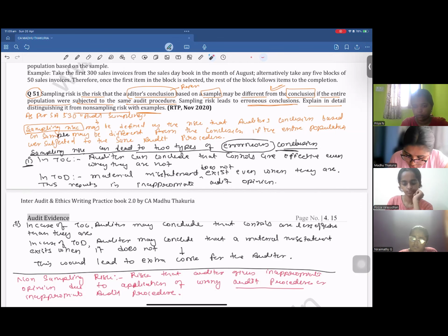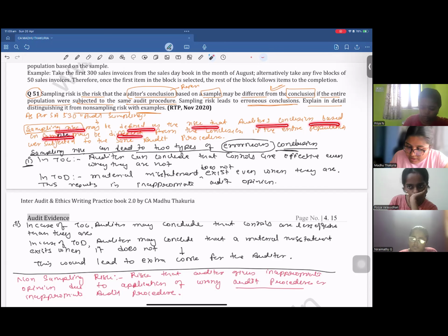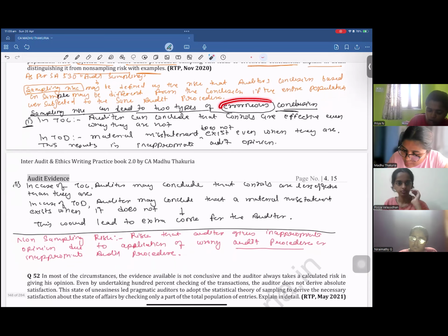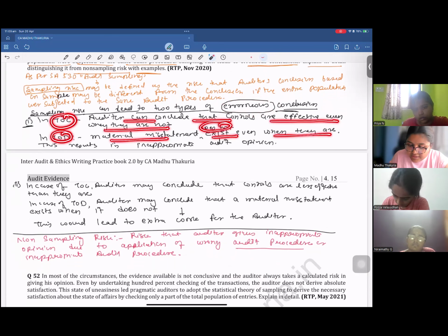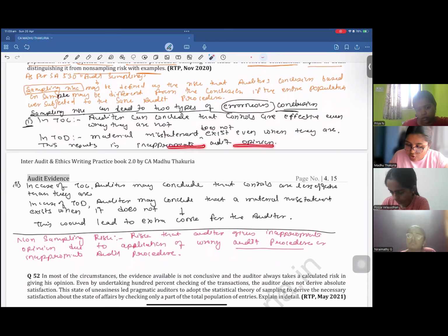So, what is sampling risk? Sampling risk may be defined as the risk that the auditor's conclusion based on a sample may be different from the conclusion if the entire population was subjected to the same audit procedure. Now, sampling risk can lead to two types of erroneous conclusion depending on whether you are testing controls or testing details. For example, in test of control, the auditor can conclude that the controls are effective when they are not, and in test of details, that material misstatement does not exist even when it does. This results in an inappropriate audit opinion.